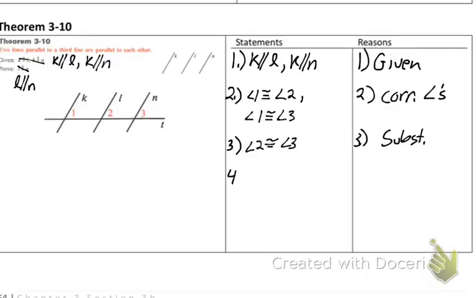We are done, because now I can say L is parallel to N. And what I'm going to list for my reason, we could go through the sheets and figure out which theorem it is. I'm just going to say, well, I used corresponding angles, so I'm just going to say the corresponding angle, and I'm going to say it's the converse. That's supposed to be an R. I'm just going to say it's the converse.